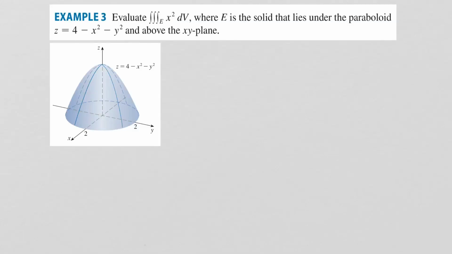So here we wish to evaluate the triple integral over the region E of the function x squared, where E is the solid that lies under the paraboloid z equals 4 minus x squared minus y squared, and above the xy plane. So let's think about how this would be done in rectangular coordinates. We would integrate x squared first with respect to z, and z is going to go from 0 to 4 minus x squared minus y squared.